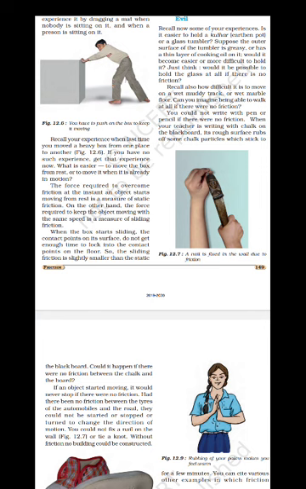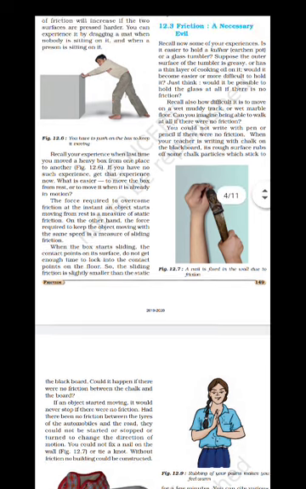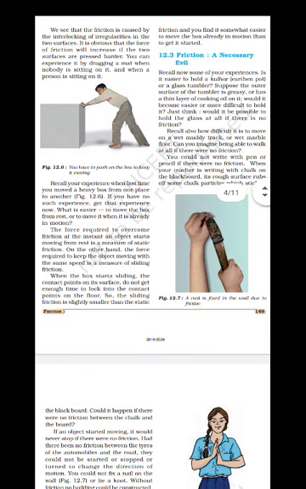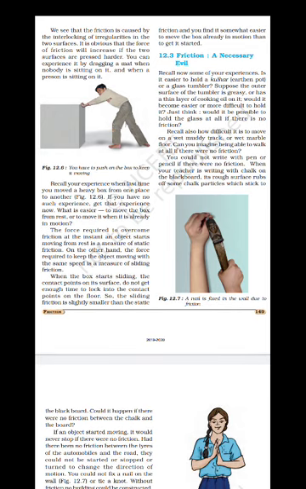On the other hand, the force required to keep the object moving with the same speed is a measure of sliding friction. Understood, students? So when the box starts sliding, the contact points on its surface do not get enough time to lock into the contact points on the floor. So the sliding friction is slightly smaller than the static friction, and you find it somewhat easier to move the box already in motion than to get it to start moving from one place to another, right?